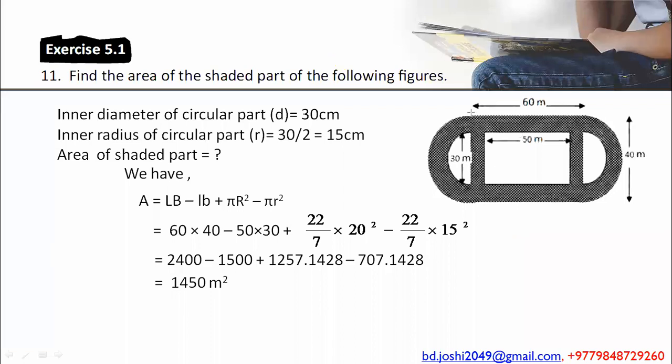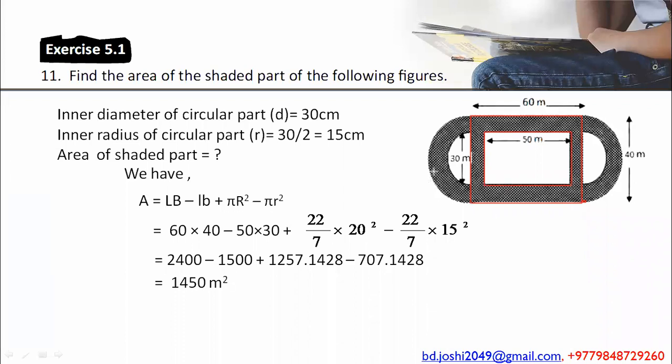Again, let me repeat it for you. What we did is we made this outer rectangle here, and then made an inner rectangle here. Area of this inner rectangle is subtracted from the outer rectangle. This is subtracted from capital LB, to find out the area of this region.